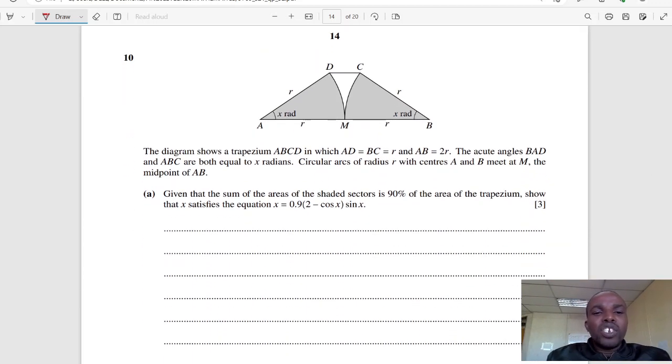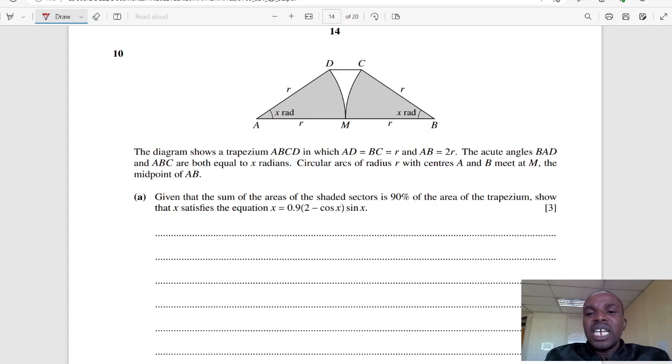The diagram shows a trapezium ABCD in which AD equals BC equals R. AB is 2 times the radius. Then the acute angles BAD and ABC are both equal to x radians. Circular arcs of radius R with centers A and B meet at M, the midpoint of AB. So M is the midpoint. Yeah, we have R to A and to B.